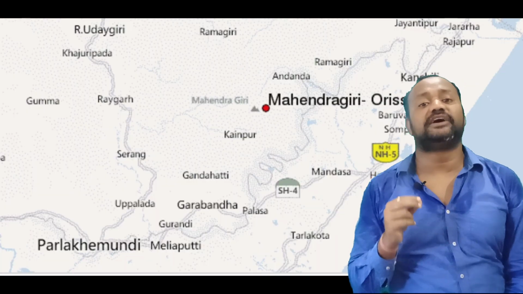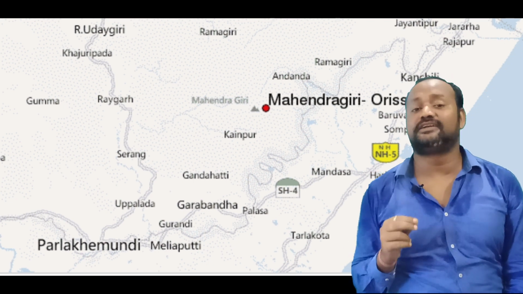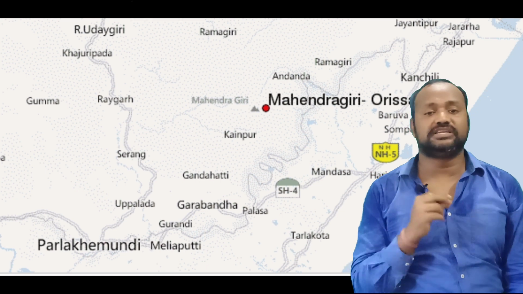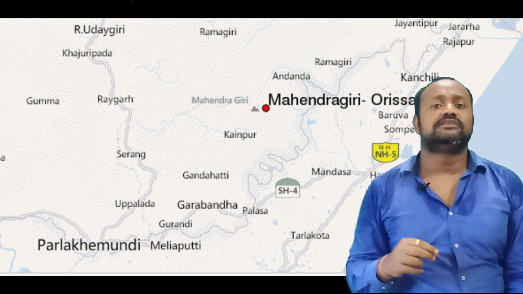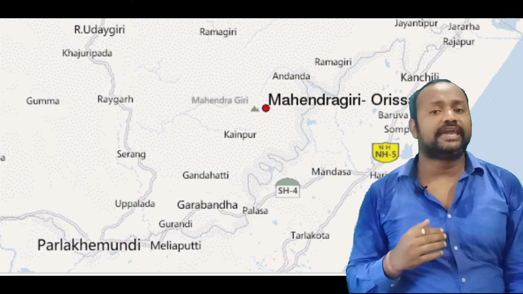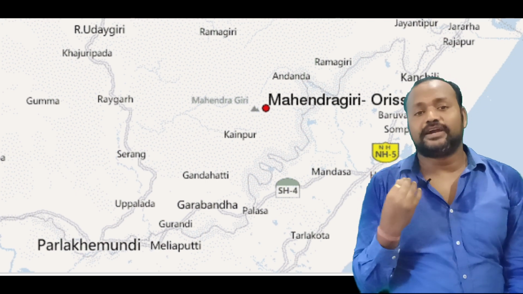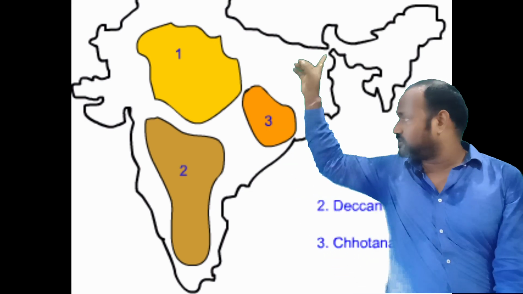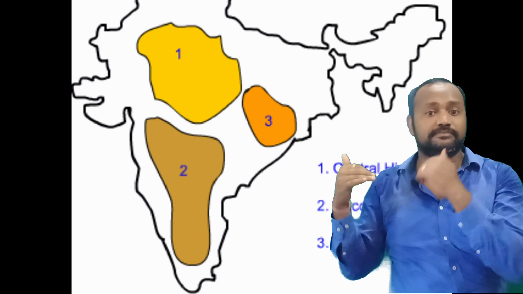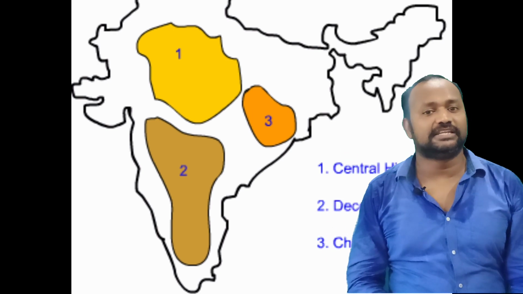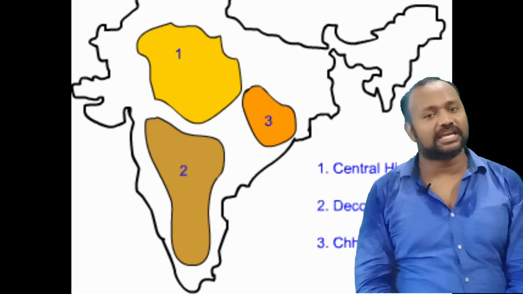Another thing, some of the important peaks of the Eastern Ghat: the highest peak in the Eastern Ghat is Mahendragiri, which is 1501 meters above sea level. Except that, we have the Javadi and many other hills in the Eastern Ghat. The Nilgiri hills are located in the adjoining area of the Eastern Ghat and Western Ghat, where the Eastern Ghat and Western Ghat meet, that area you will find the Nilgiri hills in Tamil Nadu. So these are some facts about the Eastern Ghat.